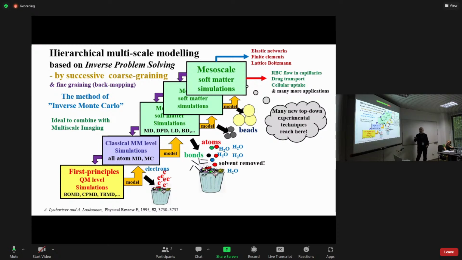But this methodology here can be used, for example, in non-equilibrium simulations, like for red blood cells flowing in the capillaries. It can be used for drug transport and delivery. Cellular uptake can be modeled with these models and many more applications.